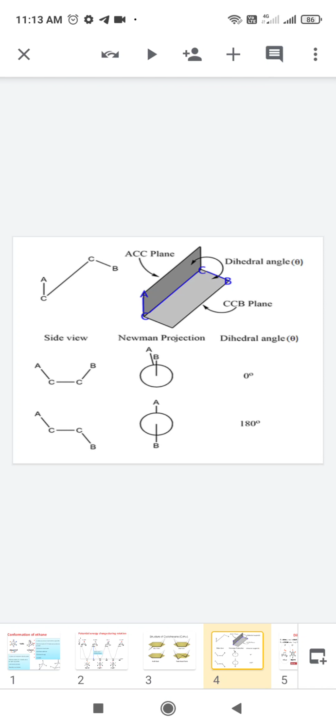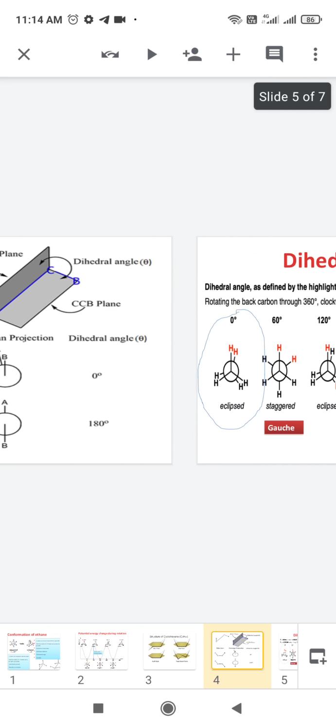For the first case, that is the eclipsed one, the dihedral angle is 0 degree. Whereas in the staggered conformation, we can see that the bonds exist in A, C, C, B, and A and B are in different directions, and I have shown this in the Newman projection formula. So the dihedral angle is 180, that means the maximum distance apart. So as the dihedral angle decreases, the repulsion also increases. That means an angular strain occurs.